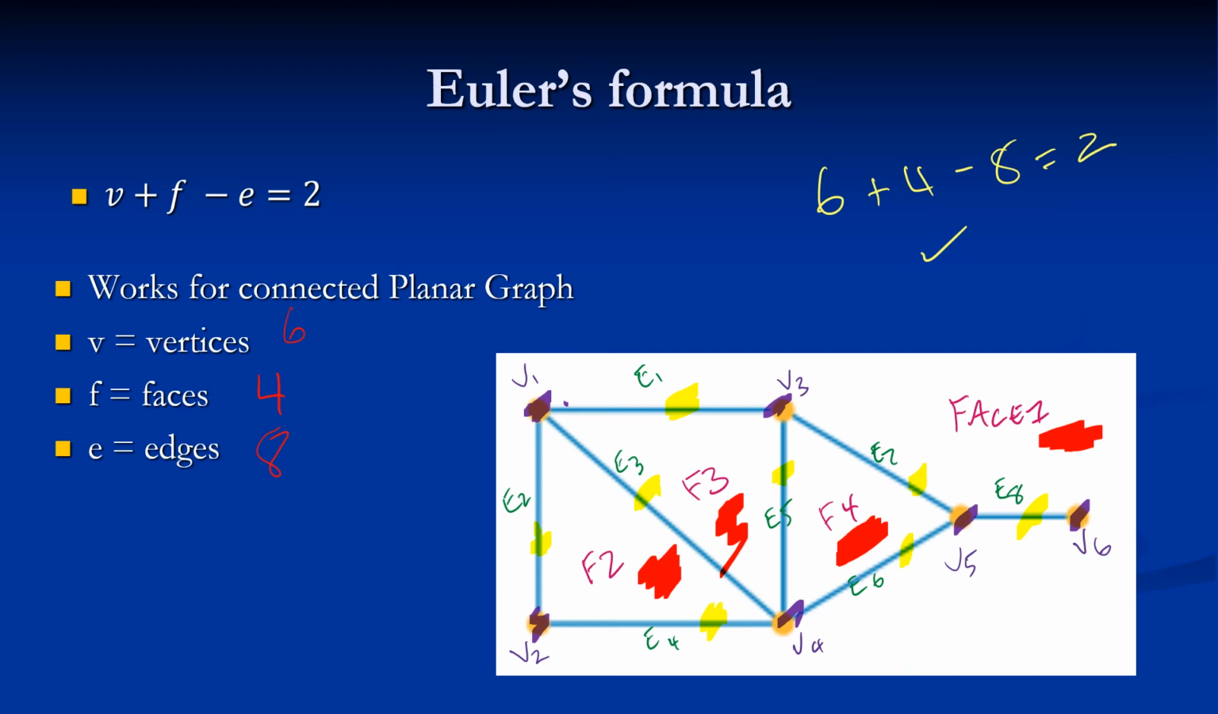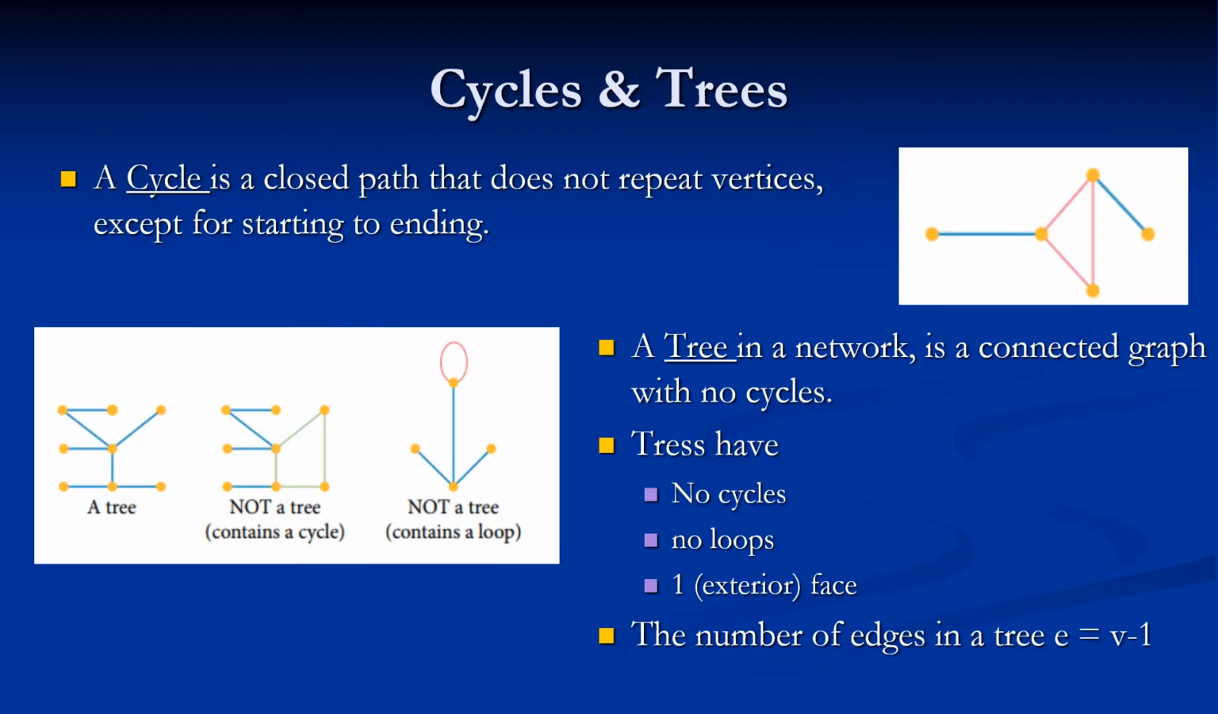So we have 8 edges. So when we now look at Euler's formula, it says the number of vertices plus the number of faces minus the number of edges should always equal 2. So we can just substitute that into the formula, and you can see, yes, that fits Euler's formula.